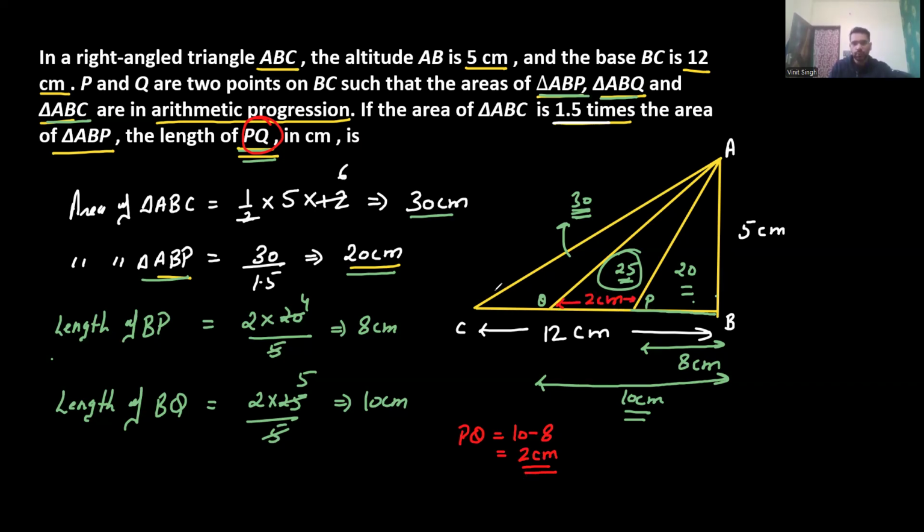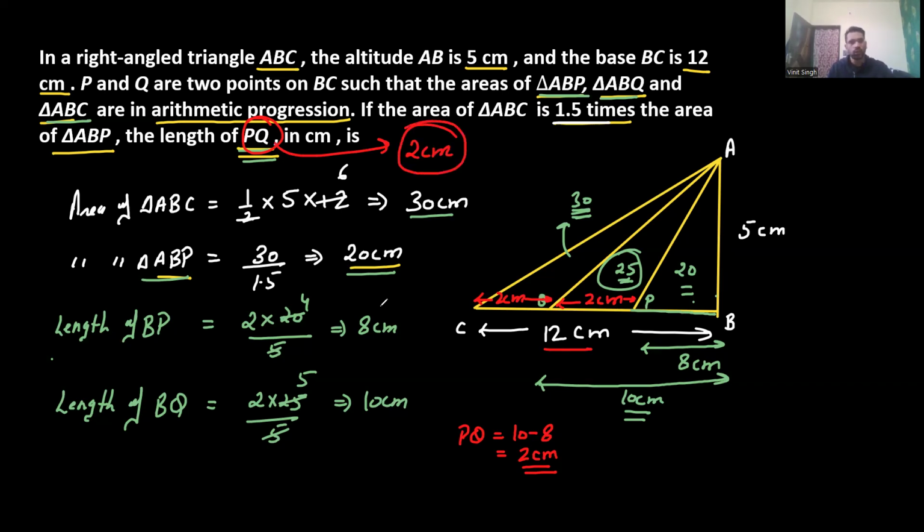This is 2 centimeter, this is also 2 centimeter. 8, 10, 12. So PB is 2 centimeter and QC is also 2 centimeter. So our answer is that the length of PQ is equal to 2 centimeter.